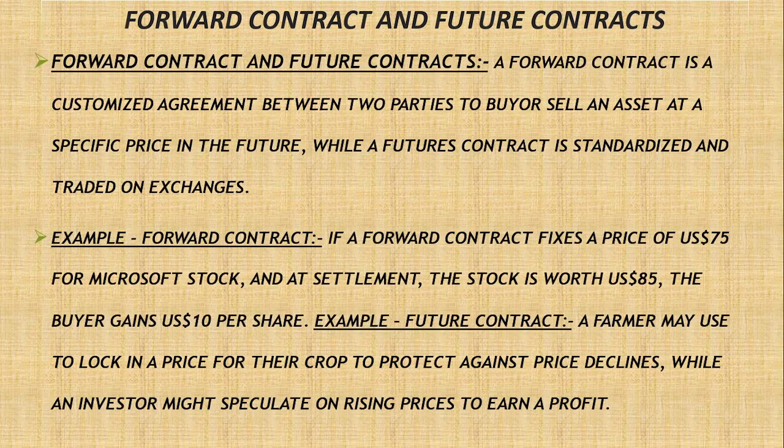Forward contracts and futures contracts. A forward contract is a customized agreement between two parties to buy or sell an asset at a specific price in the future, while a futures contract is standardized and traded on exchanges. Examples for forward contracts and futures contracts. Example for forward contracts. If a forward contract fixes a price of 75 US dollars for Microsoft stock and at settlement the stock is worth 85 US dollars, the buyer gains US dollars 10 per share.